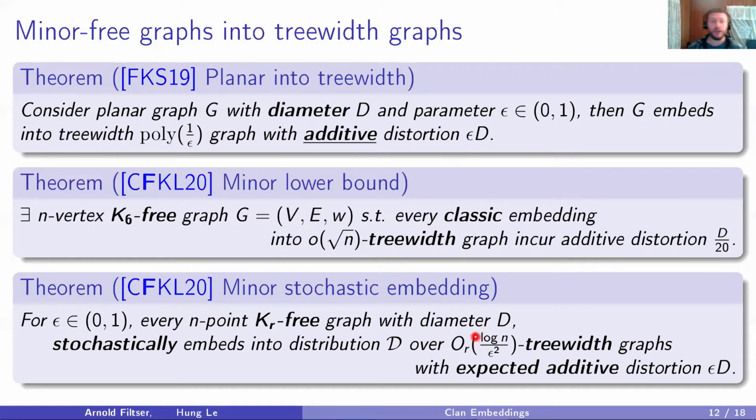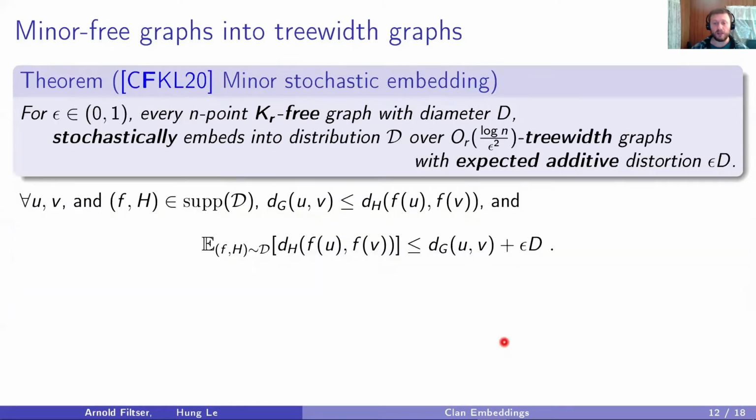So this is weaker than Fox-Epstein-Tal results in two senses. First, the treewidth depends on log n, while there it was independent of the size of the graph. And second, there the distortion was classic, while here we have expected additive distortion. Let's break it down. This means that for every pair of vertices in the support, the distance between them in the graph does not decrease, and the expected distance between their images in the distribution will be at most the original distance plus an additive factor of epsilon d.